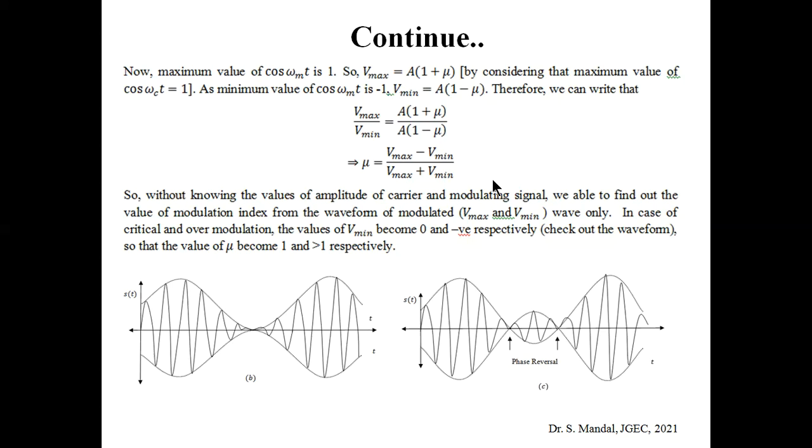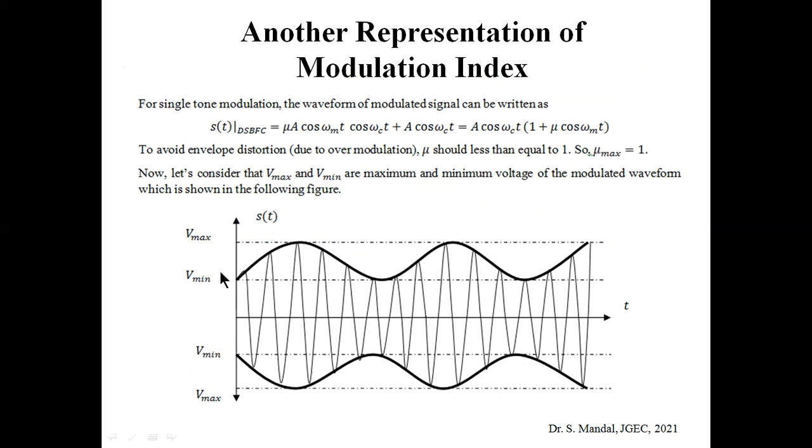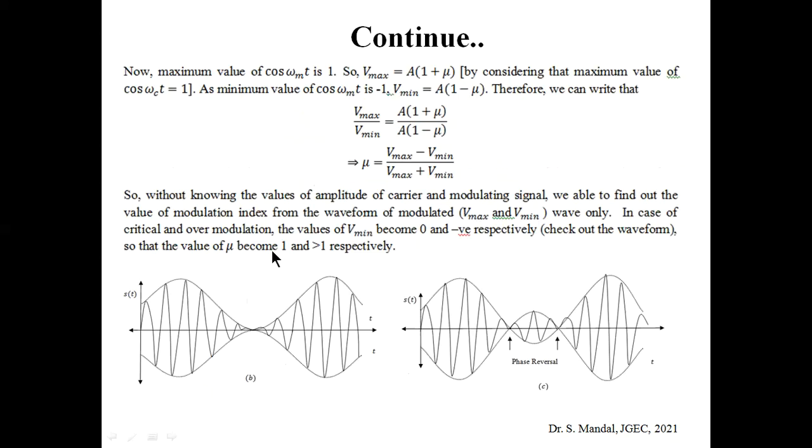Another thing we should remember is that we have considered this equation for the under modulation scenario. So what will happen in the case of critical modulation? We know that in critical modulation, the two envelopes touch each other. Here the maximum voltage remains the same, Vmax, but the minimum voltage becomes 0. If you substitute Vmin equal to 0, you get mu equal to Vmax by Vmax, that is 1. And we already know that in critical modulation the value of the modulation index is 1.